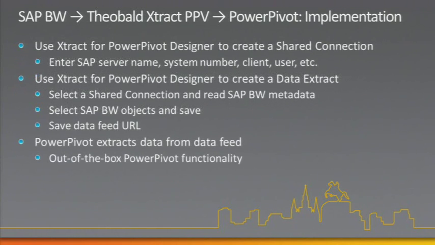and push it along into however they want to analyze it in Power Pivot. So for the implementation, you use the Extract for Power Pivot Designer to create this shared connection where you put in all the SAP connectivity information. Then you use the designer to create a data extract that says, here's the particular data that I want, and you save the data feed URL.